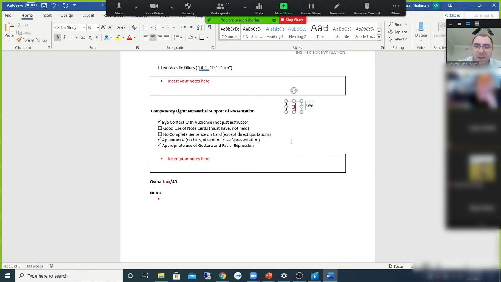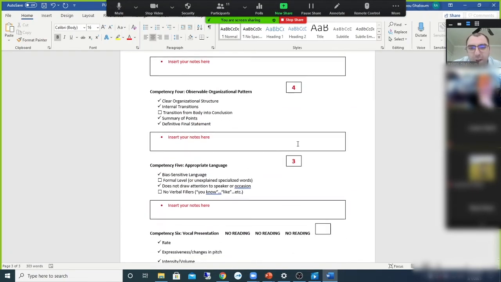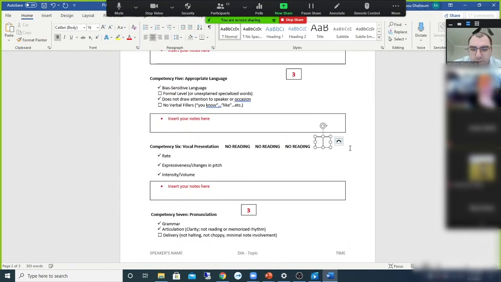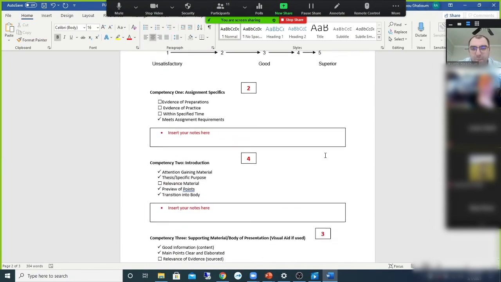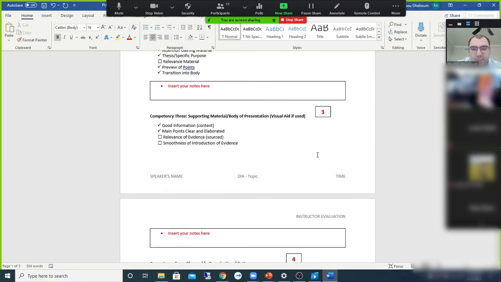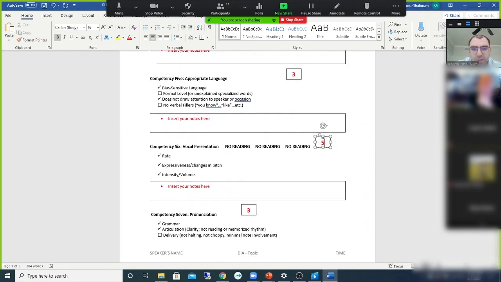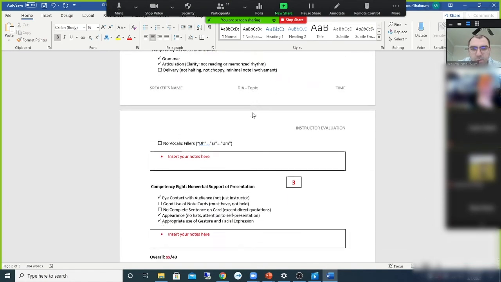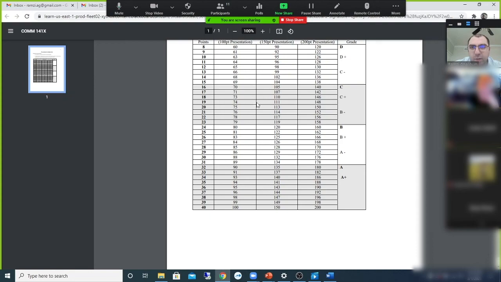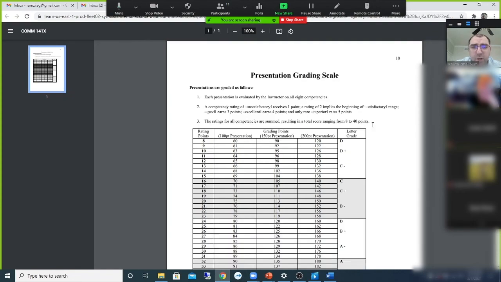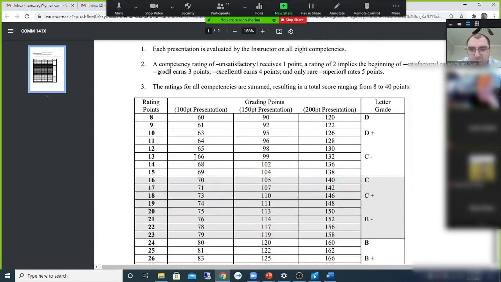So 3 points there. So if we tally the whole thing up, 6, 9, 13, 16, 21, 24, 27. So overall, that's a 27. It seems grievous. You've lost 13 points. But actually, if we take a look at the grading scale here, 27.